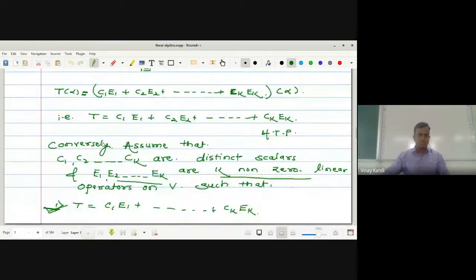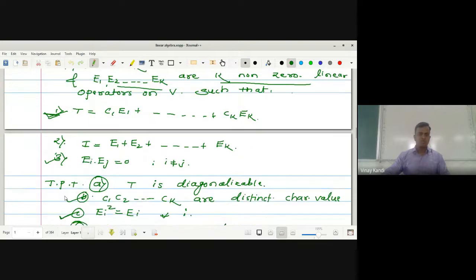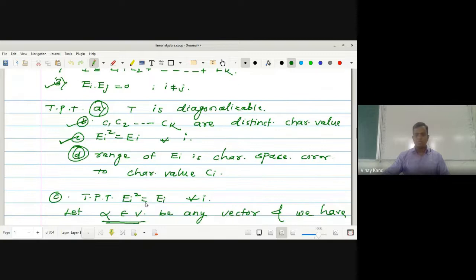Conversely, assume that there are k distinct scalars and k non-zero linear operators E1 up to Ek such that 1, 2, 3 hold. We have to prove these conditions. Which ones? T is diagonalizable. c1, c2, up to ck are distinct characteristic values. That is, Ei is a projection, that is, Ei squared is equal to Ei for all i, and the range of Ei is equal to Wi, that is the characteristic space corresponding to the characteristic value ci.